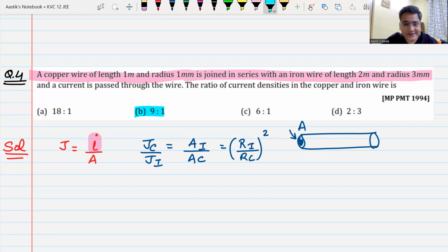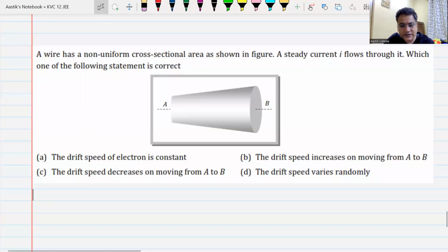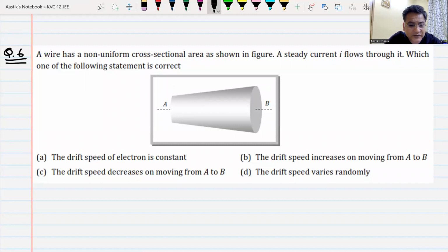Now comes the next question, and a question based on this same one came in JEE Advanced last year. Not the exact question, but one based on this. You have to find out the current in this conductor. This is a simpler version of the question that appeared in your JEE Advanced. If time permits, I can show you that question. I am finding it out.